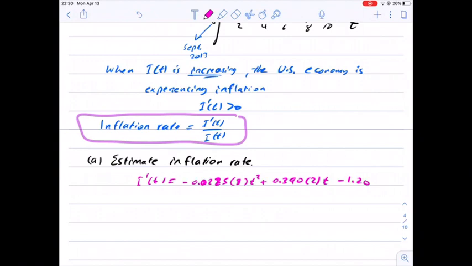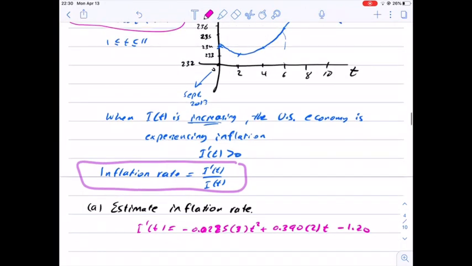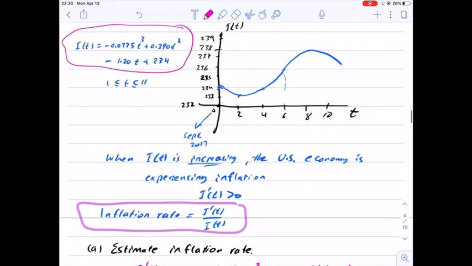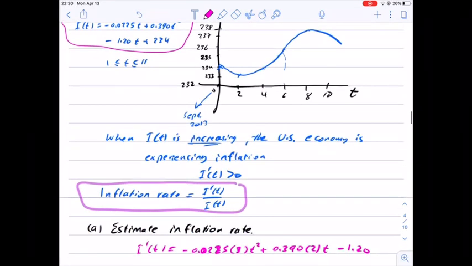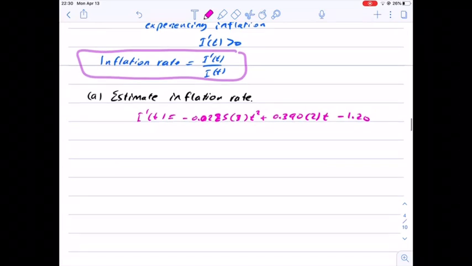Now we find the inflation. Now we need to substitute t equals 4. When time t equals 4, we want to find it. Let's estimate the inflation rate at some point.